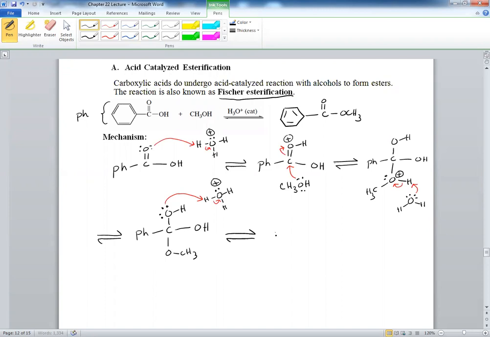So now you have that's now a good leaving group. It's water, oxygen with 3 bonds. So then the next step is let's draw the lone pairs on this O. Form, and then water is kicked out.